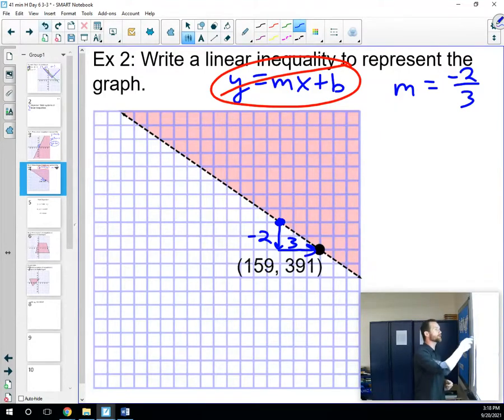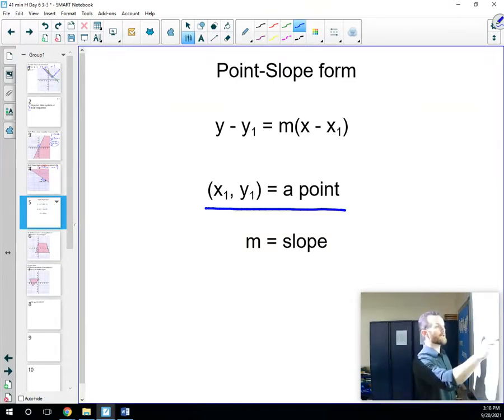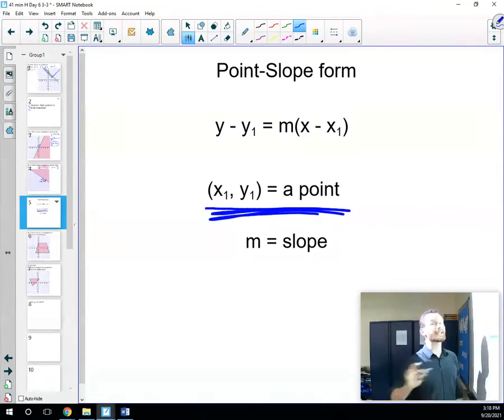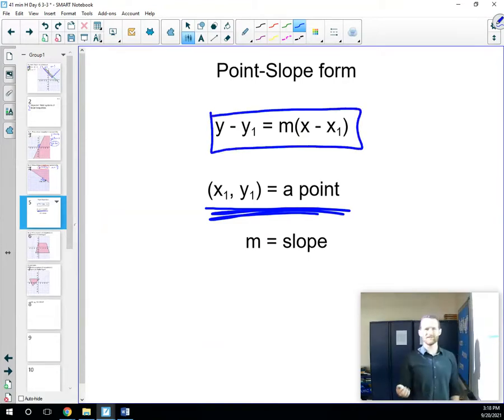We need something, hopefully you remember, point-slope form. Point-slope form, in case you don't remember, it's right here. It's y minus y1 equals m times x minus x1, where x1 and y1 are a point, any point on the graph, and m is the slope. Now, for a lot of students, when they see point-slope form, it looks like kind of a mess. It's like, all right, there's a lot more going on here than y equals mx plus b.